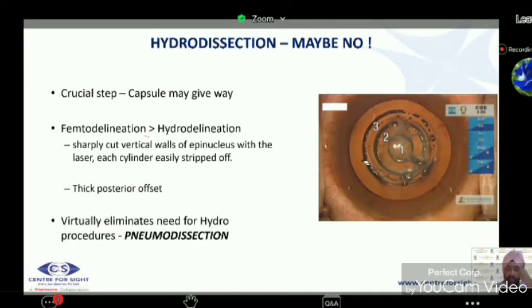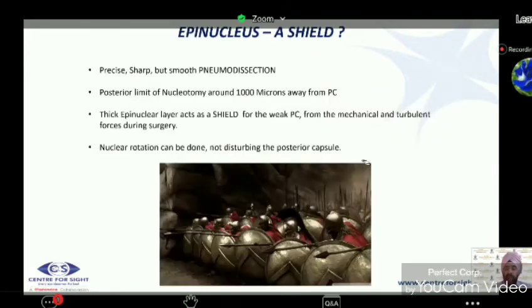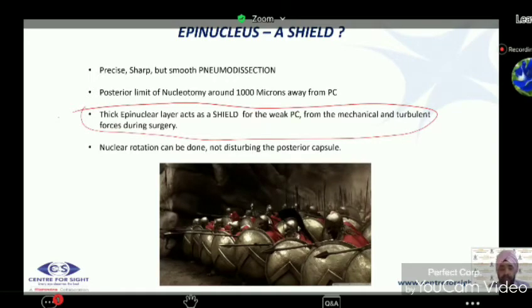Now, this femtodelineation would virtually eliminate the need of any hydro procedures because there is a pneumodissection that has happened. One important thing, whether you are doing a phacoemulsification or a femto, is that the epinucleus can be used as a shield. This thick epinuclear layer acts as a shield for the weak PC from the mechanical and turbulent forces during surgery. This is very important: you should remove the epinucleus right at the end.